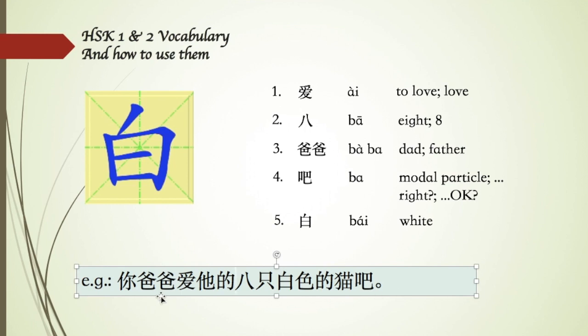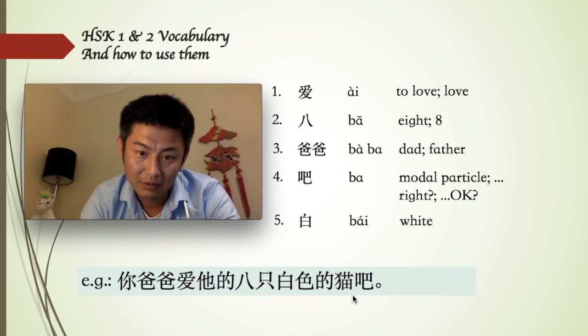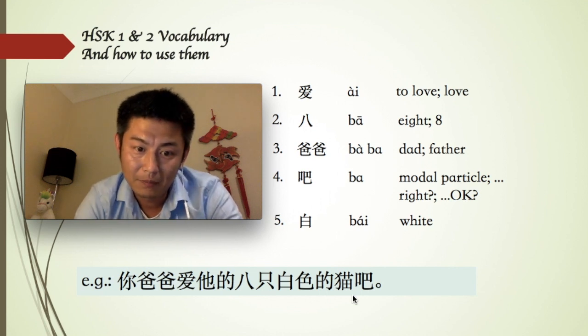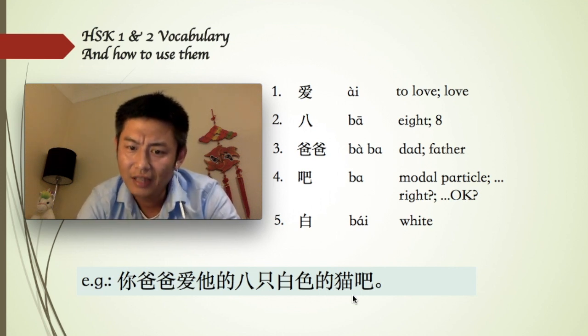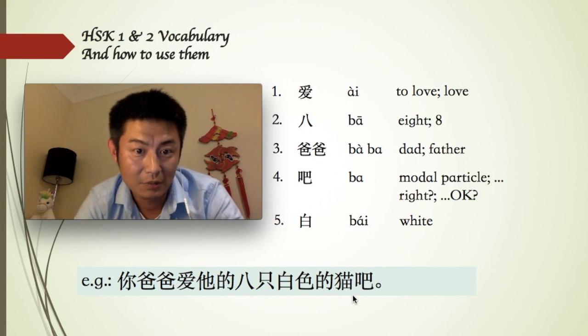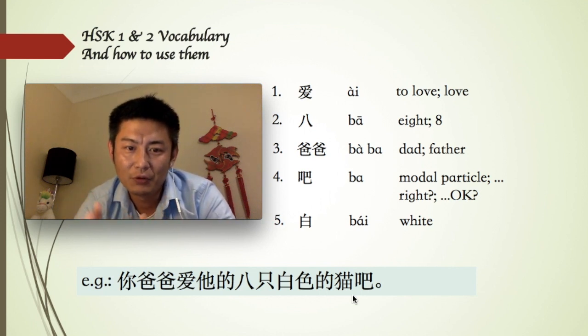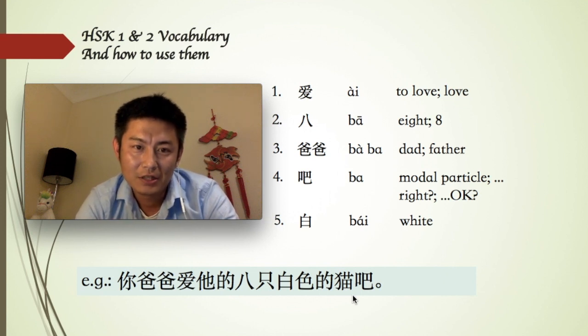你爸爸, your dad, 爱, love, 他的, his, 8只, eight, 白色的猫, white cats. Is that right? Then, if you remember this sentence, you should be able to remember those 5 vocabulary. Your daddy loves his 8 white cats. Is that right? Alright, so that's the lesson for today, the 5 vocabulary of HSK 1 and 2.